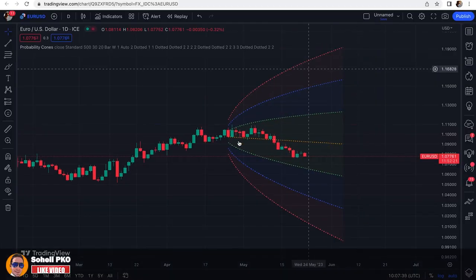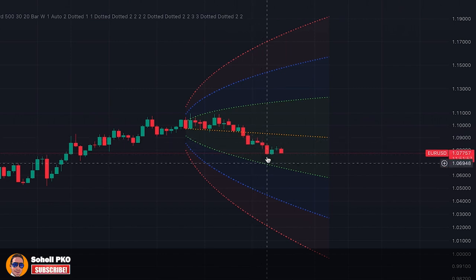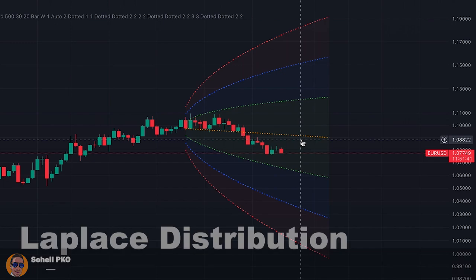Alright, the indicator has been already added to our chart, and as you can see, it's in the form of a cone plotted on the right side of the chart. Actually, 3 different cones with different colors. This indicator is built based on Laplace distribution.